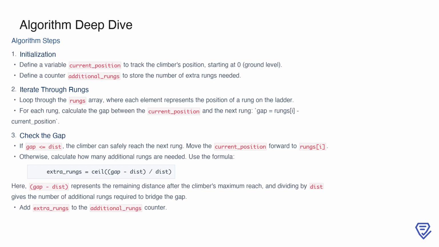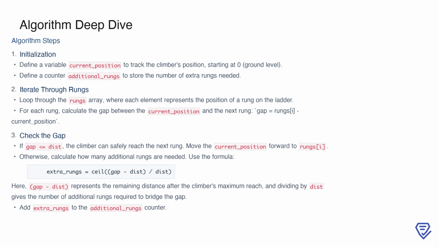For each rung, we calculate the gap between the current_position and the rung's position, using the formula gap = rungs[i] - current_position. This gap tells us how far the climber needs to reach to get to the next rung. If the gap is within the climber's maximum reach, denoted by dist, the climber can proceed safely to the next rung. Otherwise, if the gap exceeds dist, we calculate how many additional rungs are required to bridge the gap.